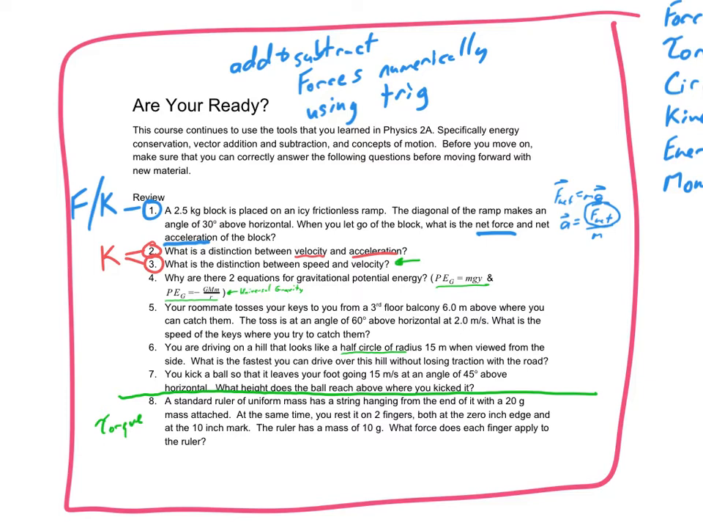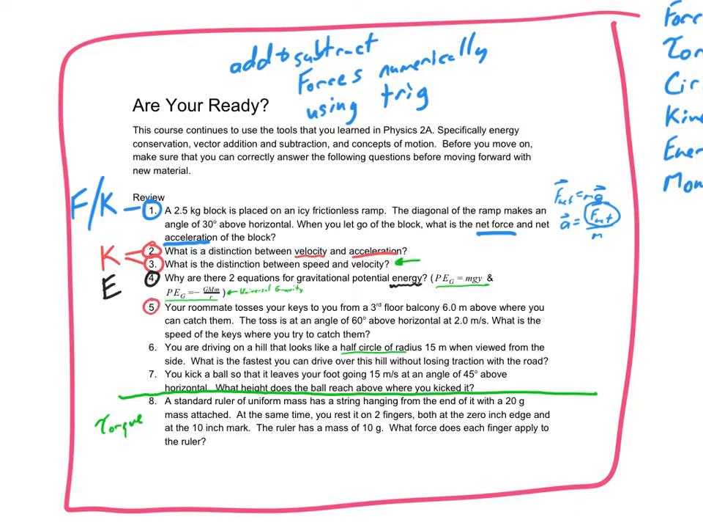Number 4. Number 4 is, why are there 2 equations for gravitational potential energy? Potential energy gravitational equals mgy, and potential energy gravitational equals a negative GMm over r. Well, I've kind of answered that already for you guys, and the question itself tells you what type of question it is. It's an energy question. Next.